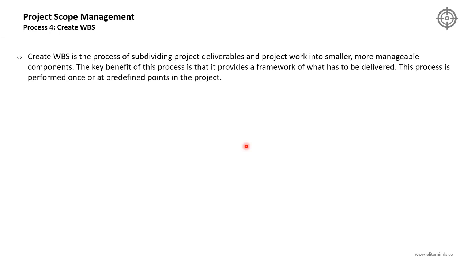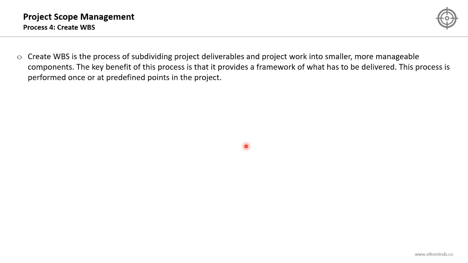The fourth planning process of the scope management knowledge area is about creating the work breakdown structure, one of the most important project artifacts in any project that is managed using a predictive approach. So create the work breakdown structure is the process of subdividing the project deliverables and the project work into smaller, more manageable components. The key benefit of this process is that it provides a framework of what has to be delivered on the project. This process is performed once or at predefined points in the project.